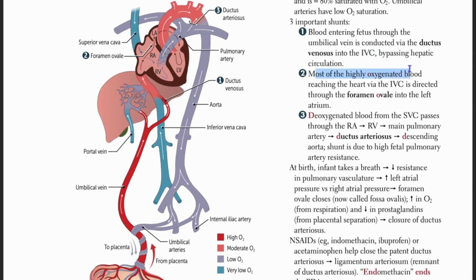Most of the highly oxygenated blood. Oh yeah, they also ask which chamber will have the highest oxygenated blood. So that's the question I was looking for. Okay, so they ask, in a fetus, which chamber will have the highest oxygenated blood? So that would be your right atrium.